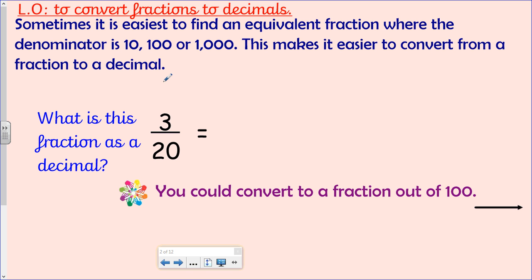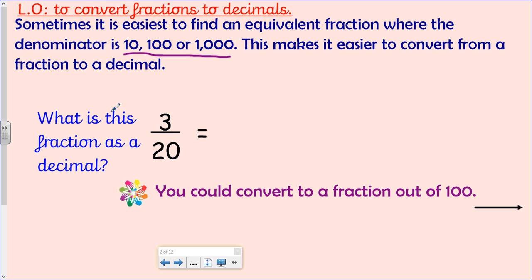We are going to be converting fractions into decimals. It says sometimes it is easiest to find an equivalent fraction where the denominator is 10, 100, or 1,000. This makes it easier to convert from a fraction to a decimal. So we're going to look at this method today.